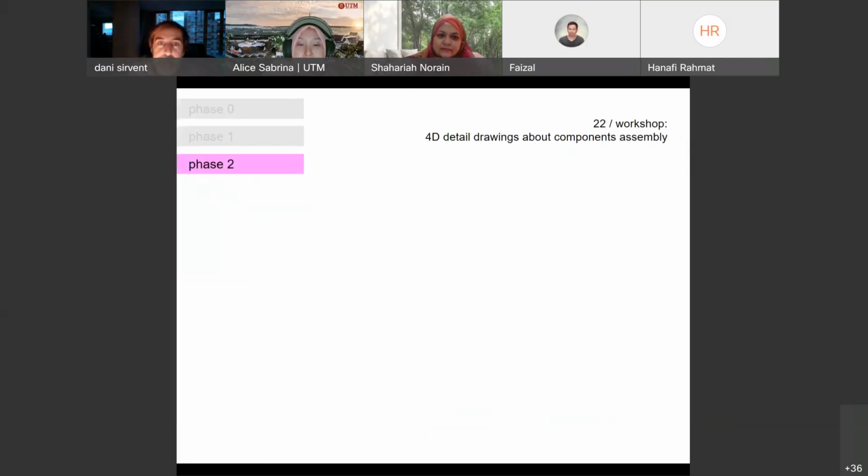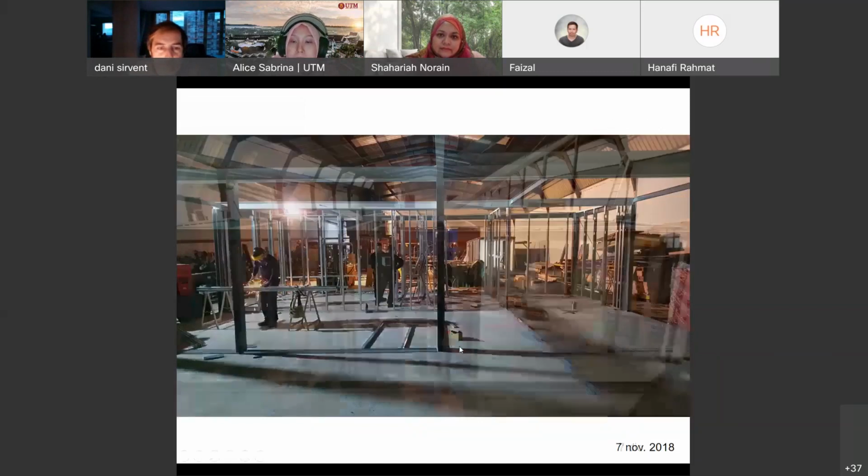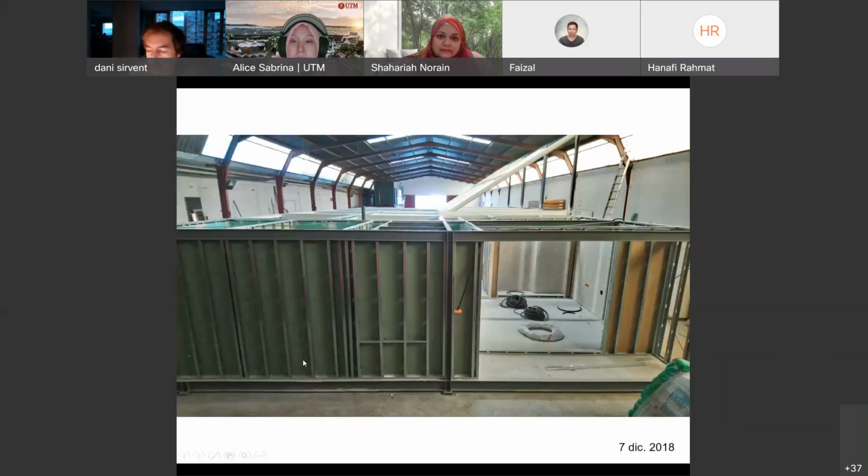The second ingredient is the workshop, the workshop and the detailed drawings about the components. Here you can see how the individual cells are growing. They look like they are together, but they are actually separate. They are individual, but more or less the house is assembled together in the factory. You can see here the different elements of the walls, the original elements, and so on.